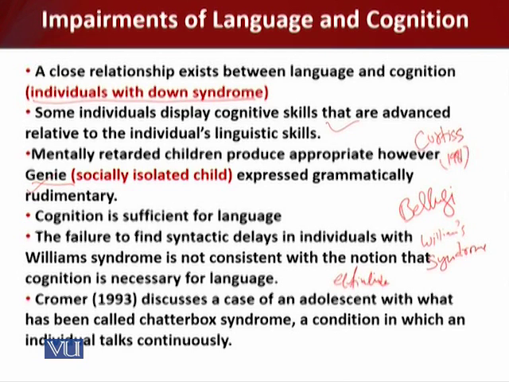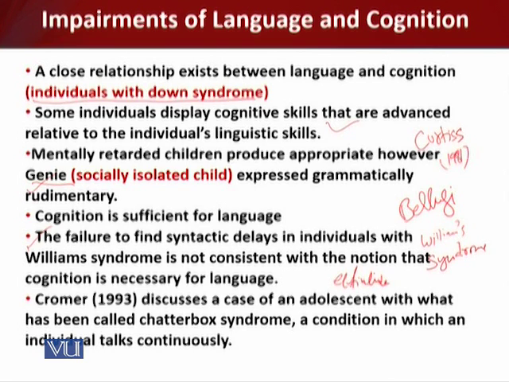Now, despite their cognitive impairment, these individuals' syntactic skills were found to be largely intact. For example, they display good comprehension of passive sentences and an MLU, which is mean length utterance, greater than expected for their mental age. The failure to find syntactic delay in individuals with Williams syndrome is not consistent with the notion that cognition is necessary for language. So this is another assumption that has been highlighted with regard to Williams syndrome.